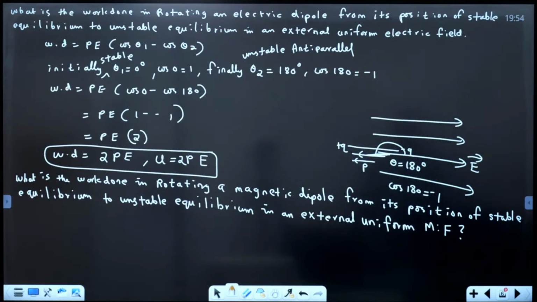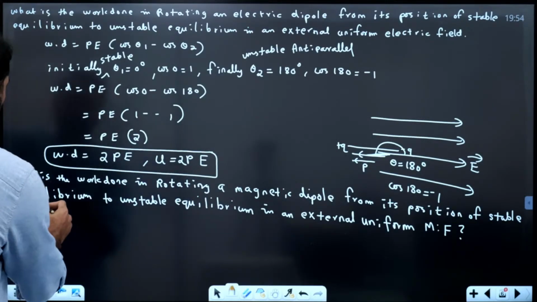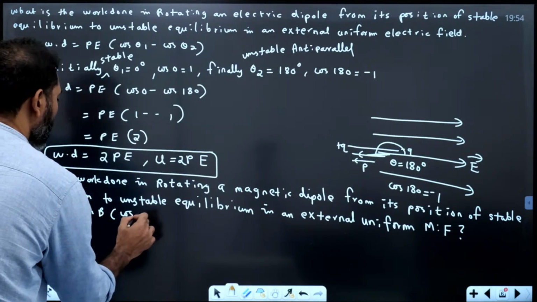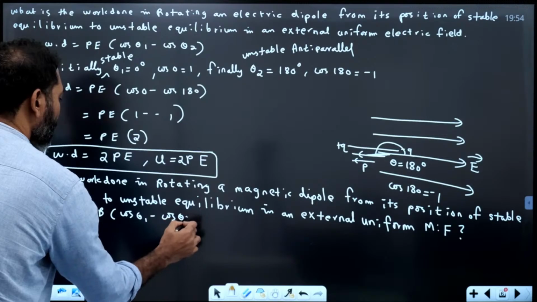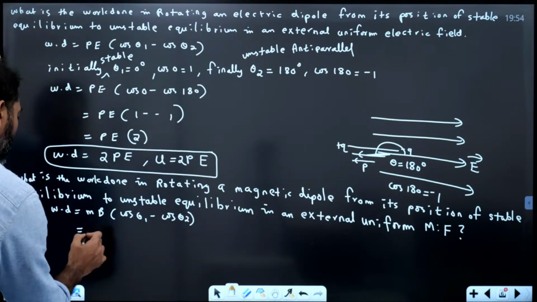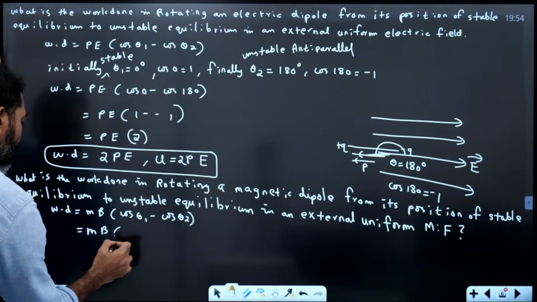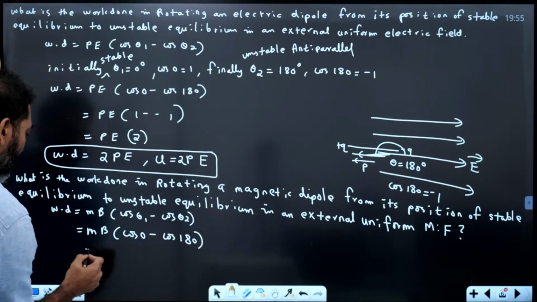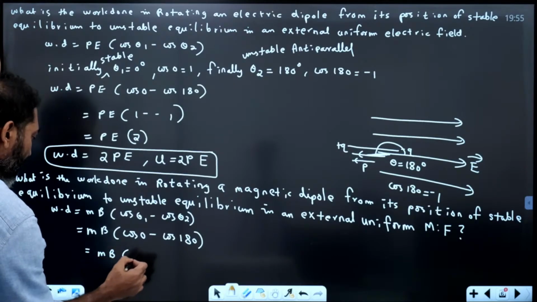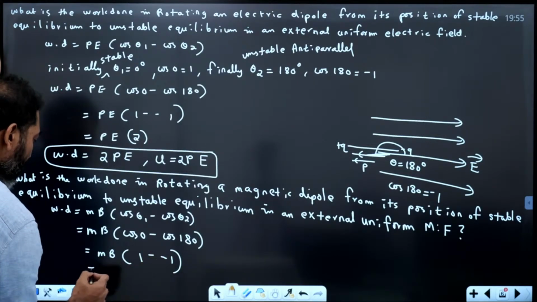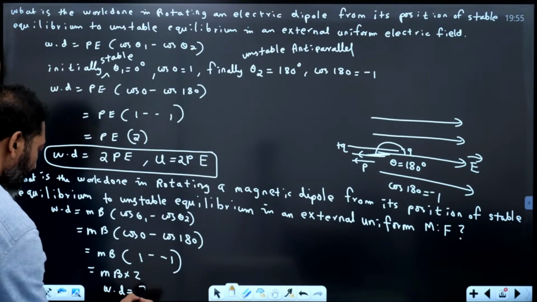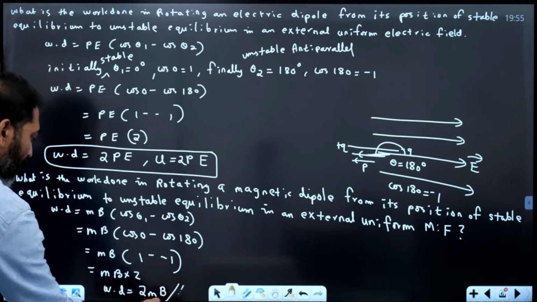2 MB, yes. All of you got the right answer, 2 MB. Work done is equal to what will be the answer? Work done is equal to MB into cos theta 1 minus cos theta 2. Now M is the magnetic moment. Initially it is what? Stable. So theta is 0, cos 0, minus finally what? Unstable, cos 180. So work done is equal to MB into cos 0, which is 1, minus cos 180, which is minus 1. So work done is equal to MB into 2. So work done is equal to what? 2 MB. Any doubts?